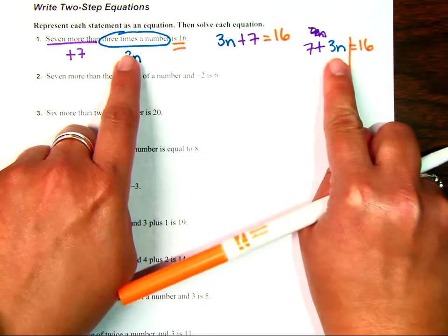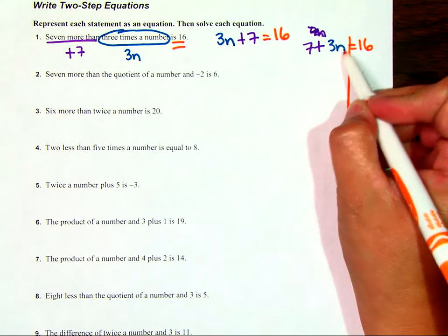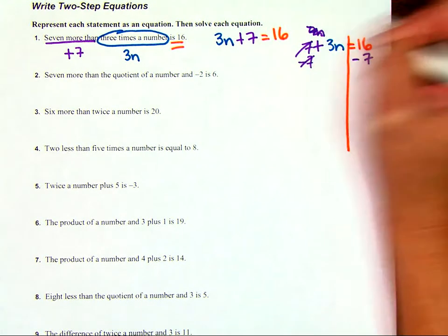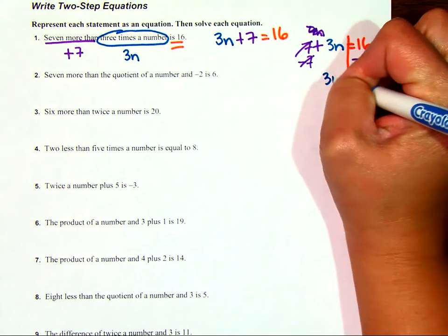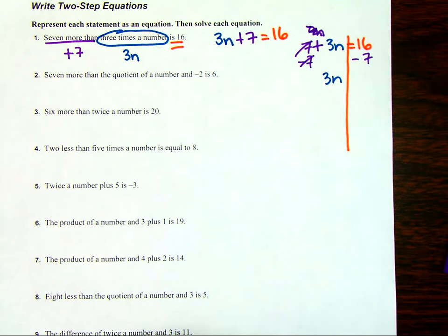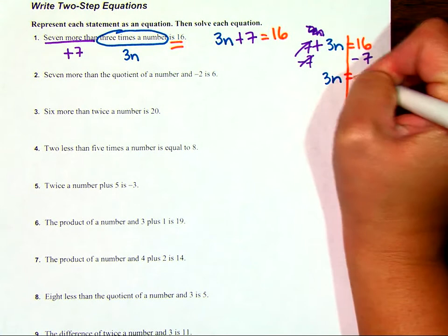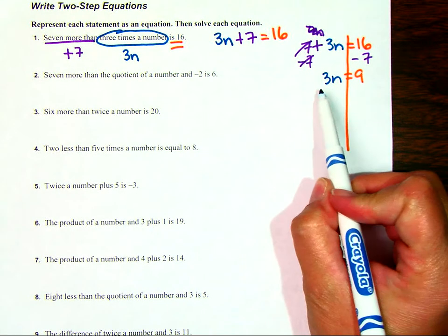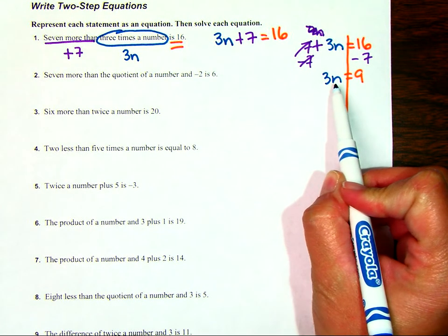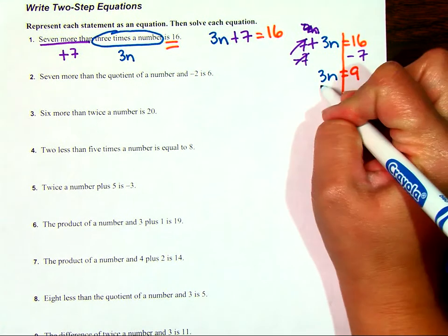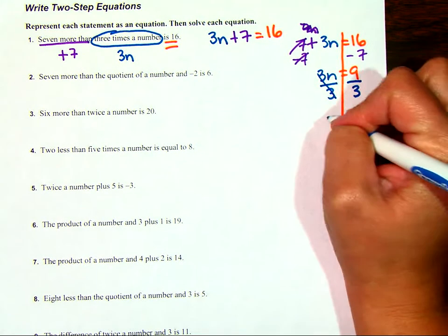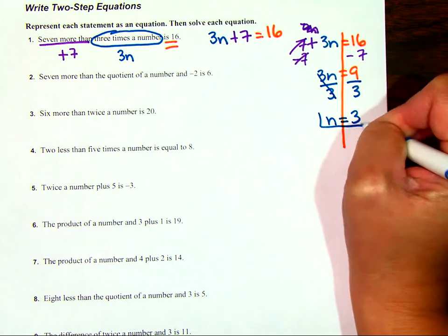7 more than 3 times a number is 16. We want this letter n by itself, so you're going to get rid of this positive 7 with a negative 7. That cancels out, and you have 3n. 16 combined with negative 7, or 16 minus 7, is going to give you 9. And we want to get that variable by itself. The coefficient is 3. The coefficient right in front of the letter n means that we are multiplying, so the opposite of multiply by 3 is divide by 3. And that cancels out, and we have a prediction that n is going to be 3.